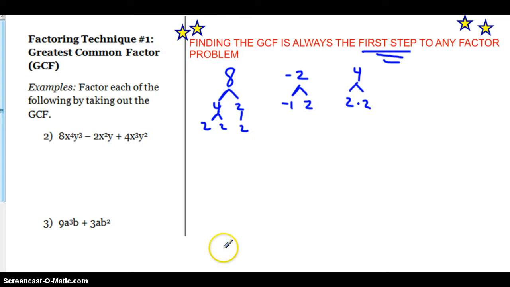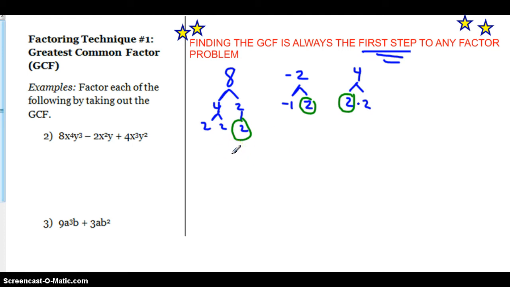So we can see that an 8 has a 2, so does the -2, and so does the 4. Now this 4 has another 2, and so does the 8, but because the -2 does not have another common factor of 2, our greatest common factor between these three numbers would be 2.